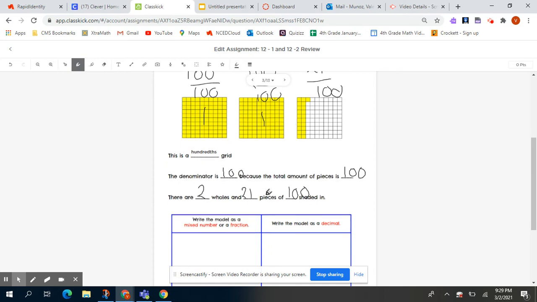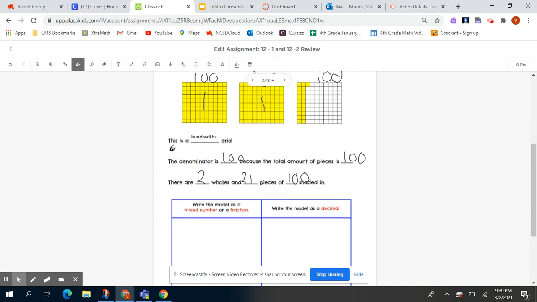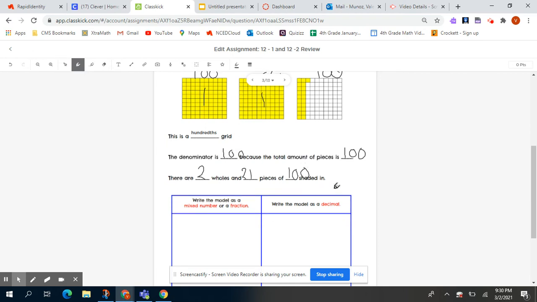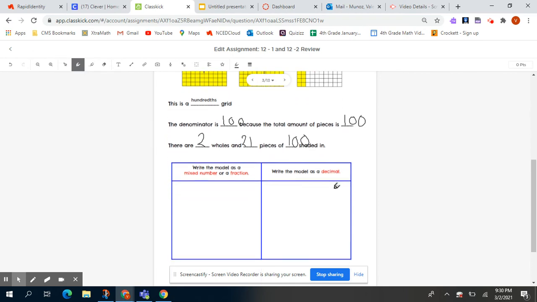Now that I know this, I'm going to read the sentence. This is a hundredths grid. The denominator is 100 because the total amount of pieces is 100. There are 2 wholes and 21 pieces of 100 shaded in. Now that I know that, I'm going to write down what I hear.